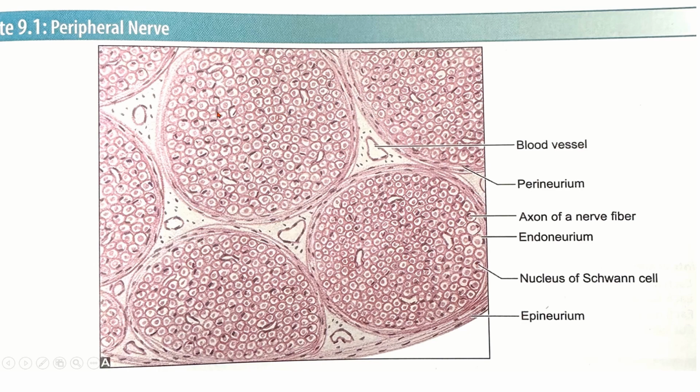Now you can see here, this is the individual axon surrounded by the endoneurium. This is a single fasciculus surrounded by perineurium, and this will be the epineurium surrounding the entire nerve. So this is the diagrammatic representation.